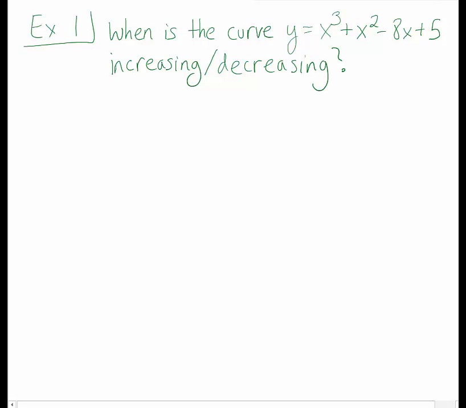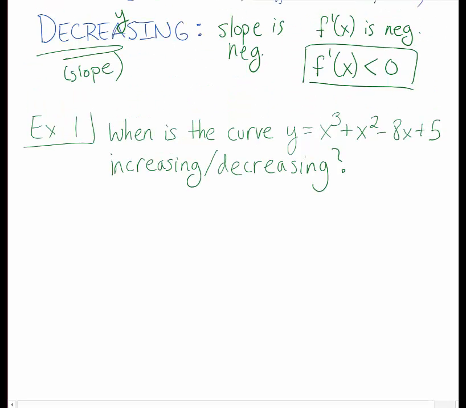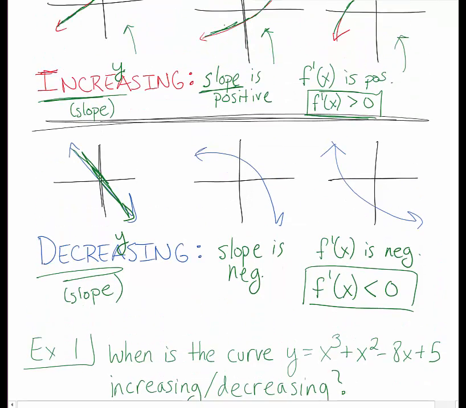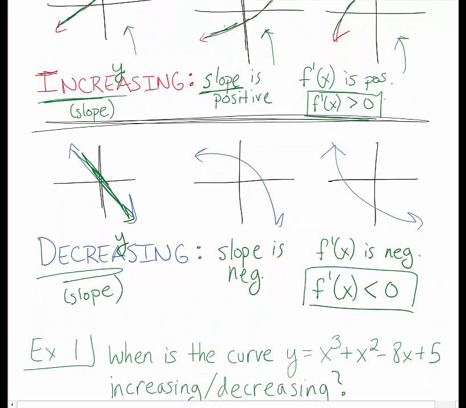So let's do an example. This one says, find where the curve y equals x cubed plus x squared minus 8x plus 5 is increasing and decreasing. So we want to remember that increasing and decreasing are going to happen when the derivative is positive and when the derivative is negative.